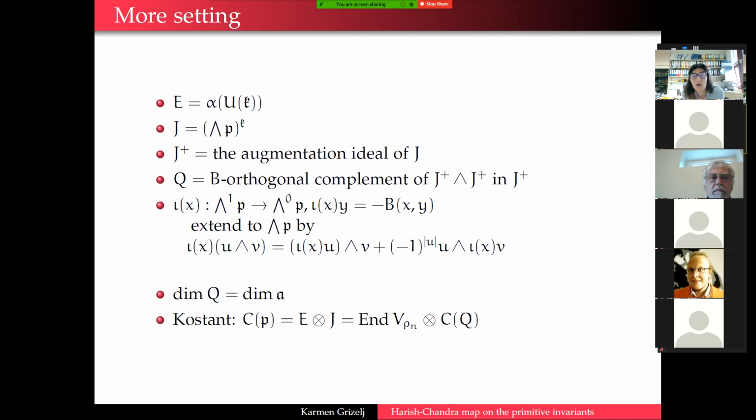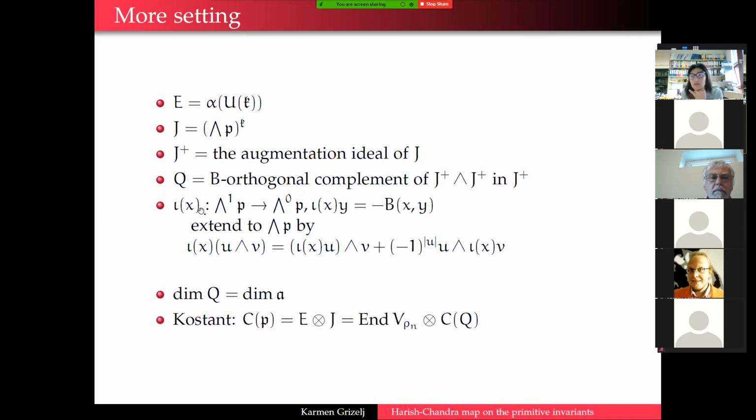And we actually know the dimension of the space. It actually has to be the same as the dimension of A. So in a general case, if you're looking at the primitive invariants in G, then the dimension of the space would be the rank of G.